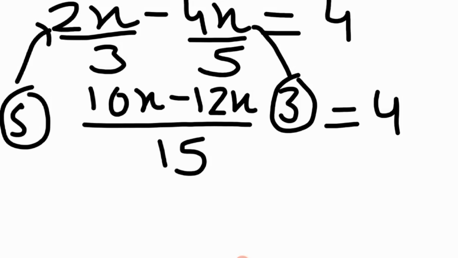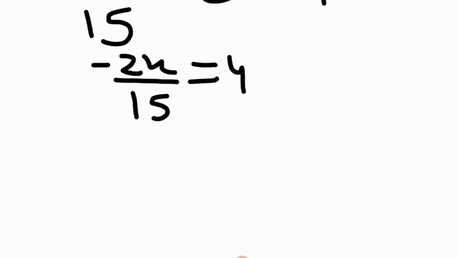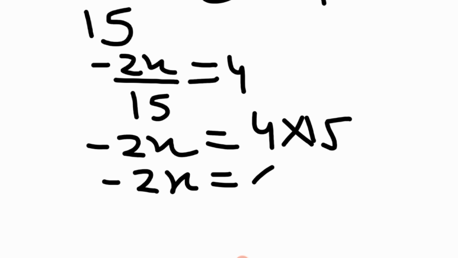Now, by solving this equation, if we subtract 12x from 10x, we get minus 2x upon 15 is equal to 4. Now, we all know that any number moved to the opposite side, if it is in division, then it gets multiplication. 15 here is in division, so on the right hand side it gets multiplied by 4, and our answer is minus 2x is equal to 60.